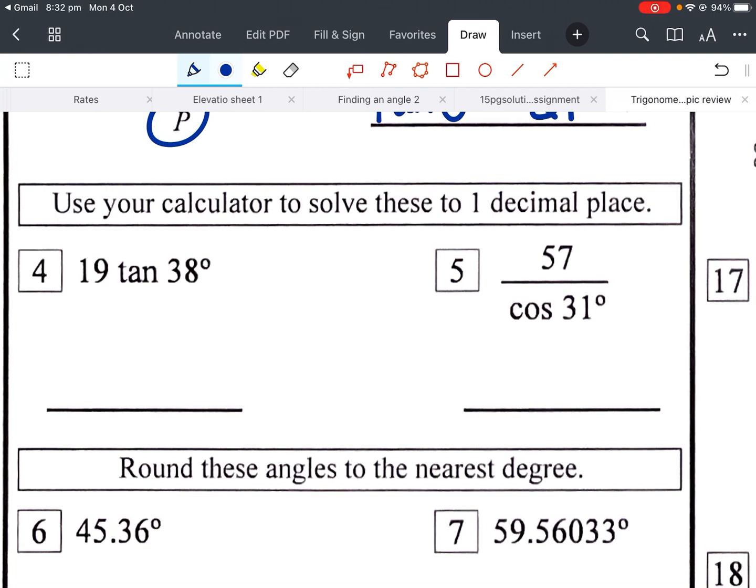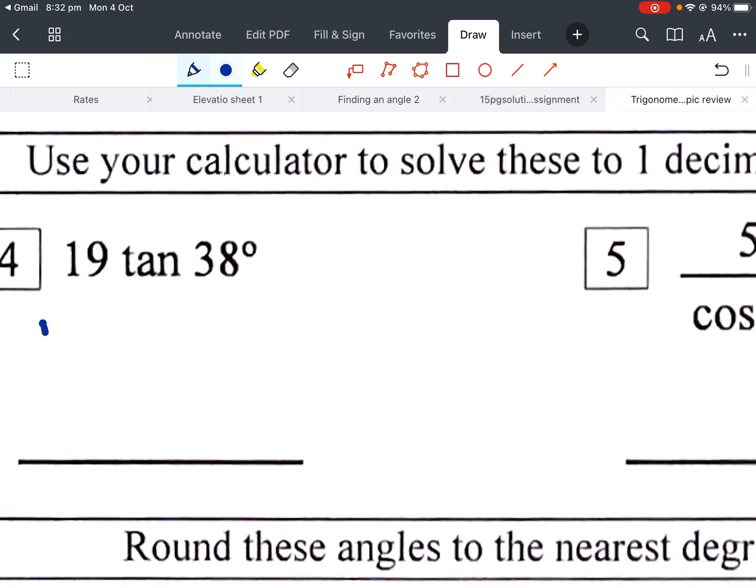I'm going to do 19. I don't think I have to press the times. So if you're using a normal calculator, and then tan, and then 38, don't worry about the degrees. If your calculator opens brackets, you might want to close it. Press equals. I got 14.8444269, but it only wants it to one decimal place, so I'll just put 14.8444 for now. So to one decimal place means I keep the 8, but I get rid of the 4s.